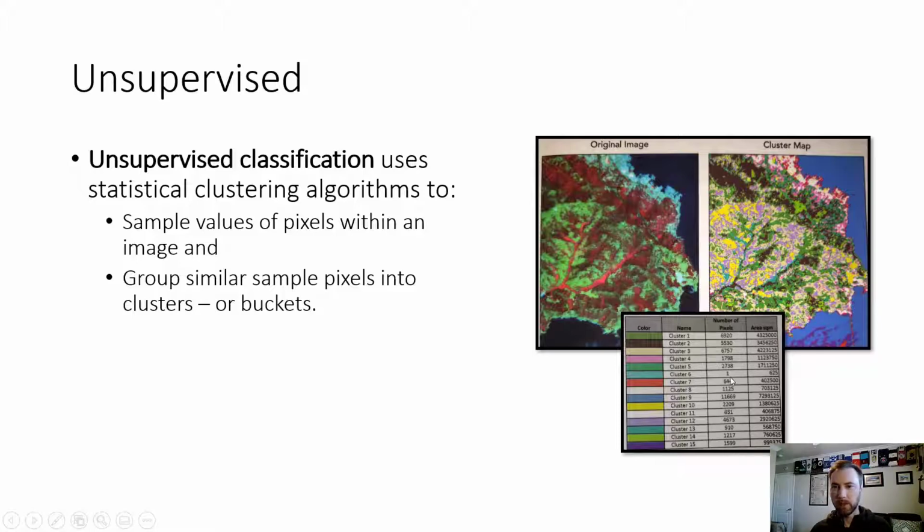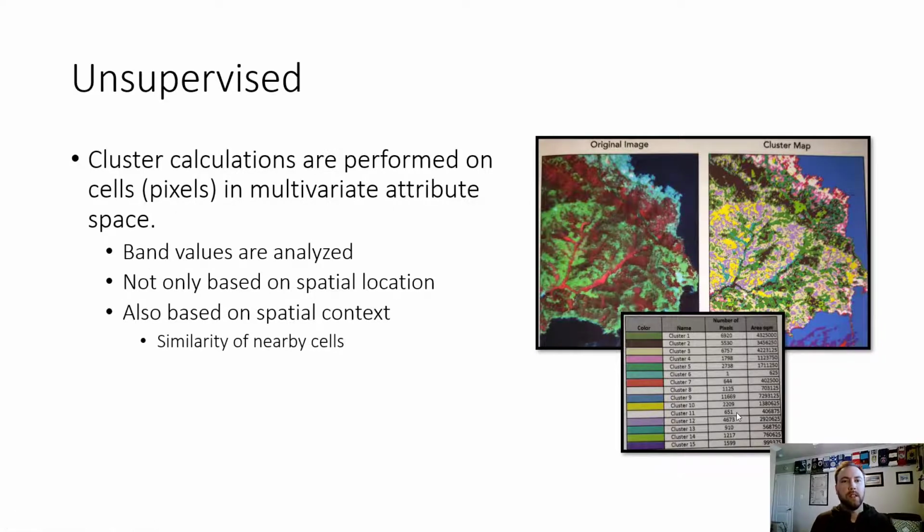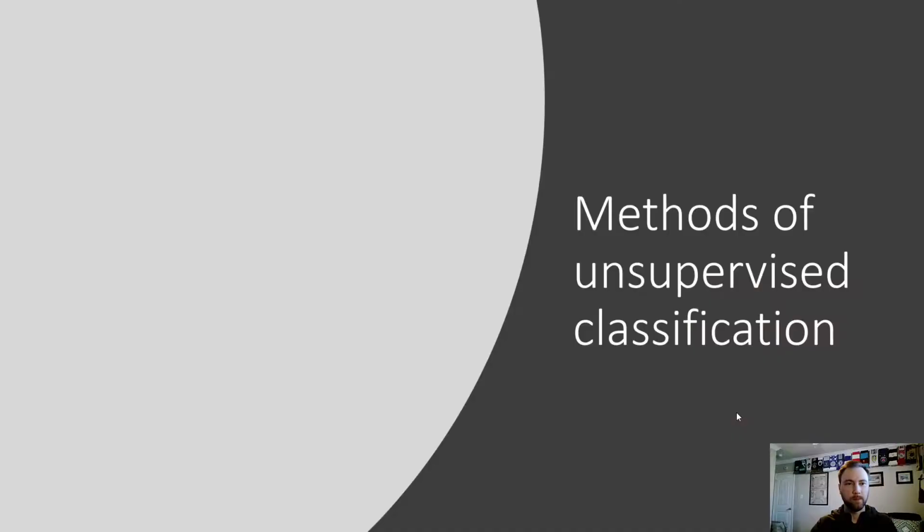So right here, cluster 6, this is what we'd be calling an outlier, because there's only one single pixel that falls into that area. And so just be aware of that. Essentially, you are trusting the computer algorithms to bucketize the pixels for you. Cluster calculations are performed on cells, pixels, in multivariate attribute space. So the band values are analyzed not only based on the spatial location, proximity to one another, but also based on the spatial context, so the similarity of nearby pixels. So it's not just about where the pixels are, but how similar they are in a nearby relationship.